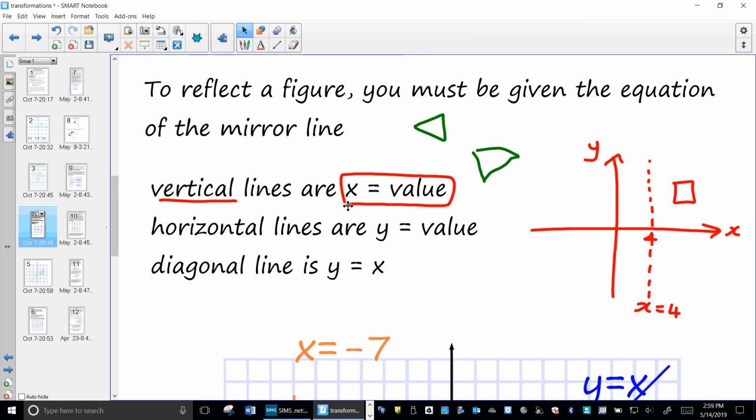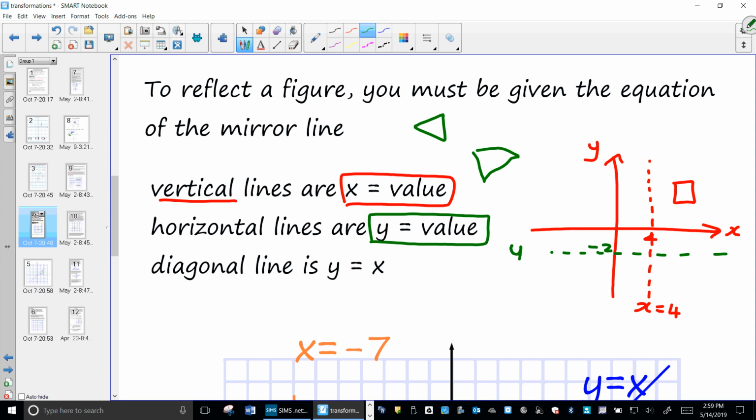In a similar way, we might have y equals a value. And if it's y equals a value, it's going to be a horizontal line. So, for example, y equals -2 would be a horizontal line going through -2. And obviously, if that's the case, then if this was my original figure, my image would be down here. So x equals a number is a vertical line. Y equals a number is a horizontal line.